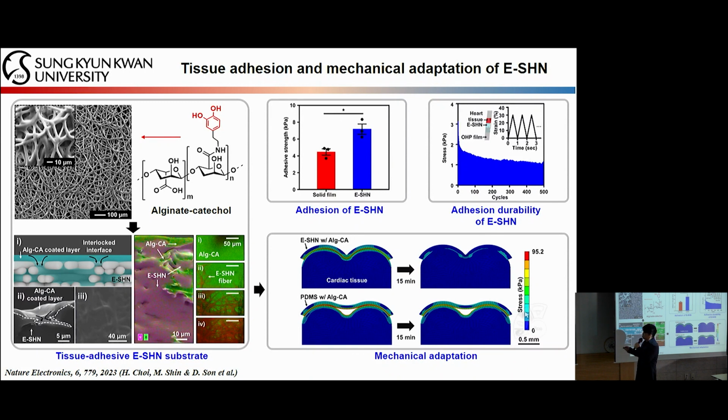This structure is capable of extremely improving the tissue adhesion performance. And also the FEA simulations show that the dynamic stress relaxation property of this network structure allows the strain energy to be dissipated as time goes by, when you put it on top of the cardiac tissue. So we can achieve mechanical adaptation, even on repeated heart beating. This is the key point in our research.